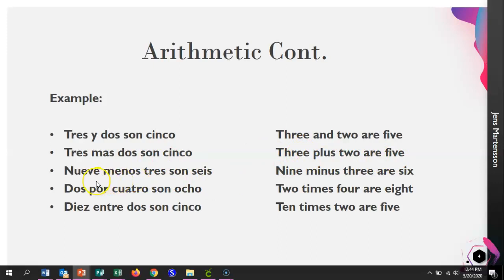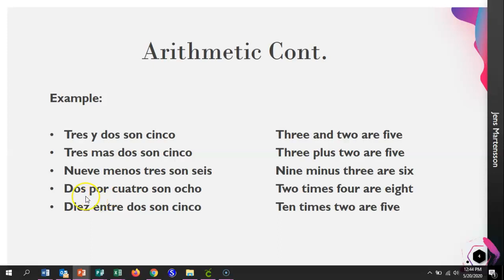The next one, let's identify our numbers. This says 9 menos 3 son 6. So we've got 9, our next number is 3, and 6 is 6. We know that menos is minus, and son is equals or are. So this would read 9 minus 3 are 6.